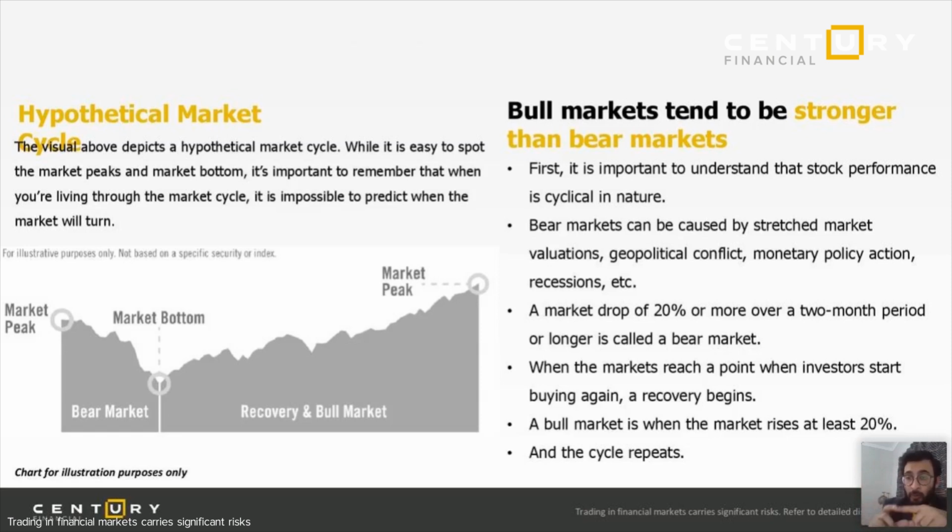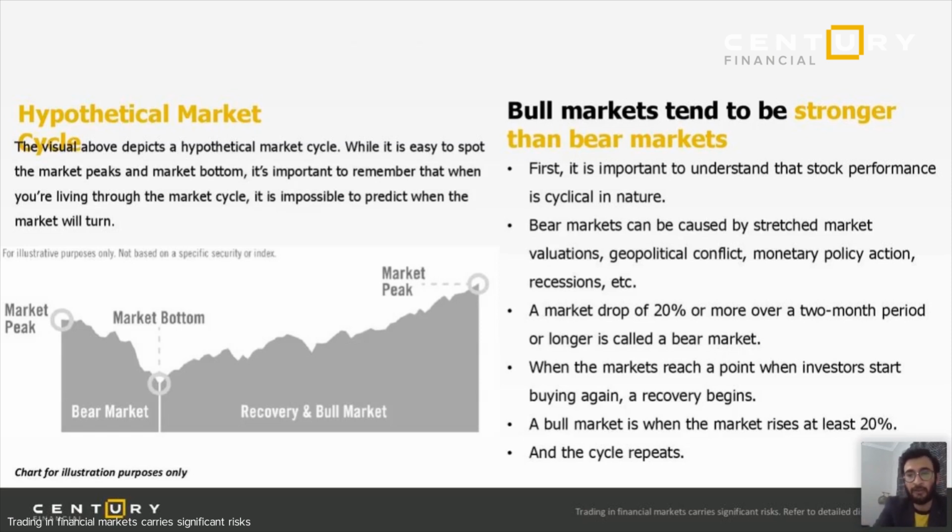A market drop of 20%. This is a very important thing, please remember this. A drop of 20% or more over a 2 month period or longer is called a bear market. When the markets reach a point where investors start buying again, that's where the recovery happens. So if there is a drop of 20% or more over a 2 month period, it is a bear market. Until people start buying and investors start entering again, that's where we see the recovery.